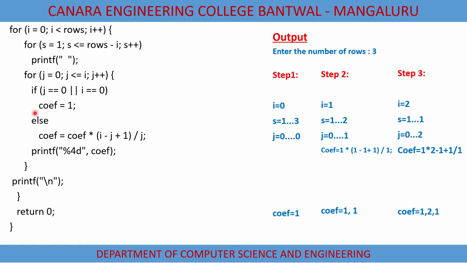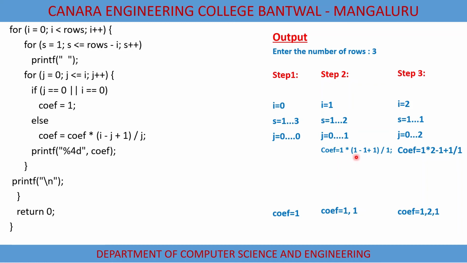Again it checks whether J is equal to 0 or I is equal to 0. Now at this point the condition is false because J is 1, so it will go to the else part and it calculates the coefficient value. So coefficient is equal to coefficient into... So it will take the coefficient value as the previous coefficient here, that is 1. We already printed that, and that it will take as a coefficient value. So it will take 1.